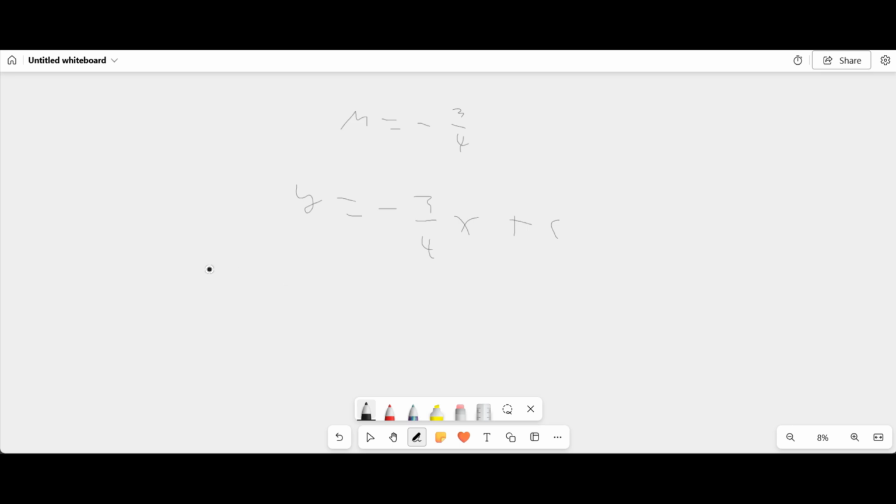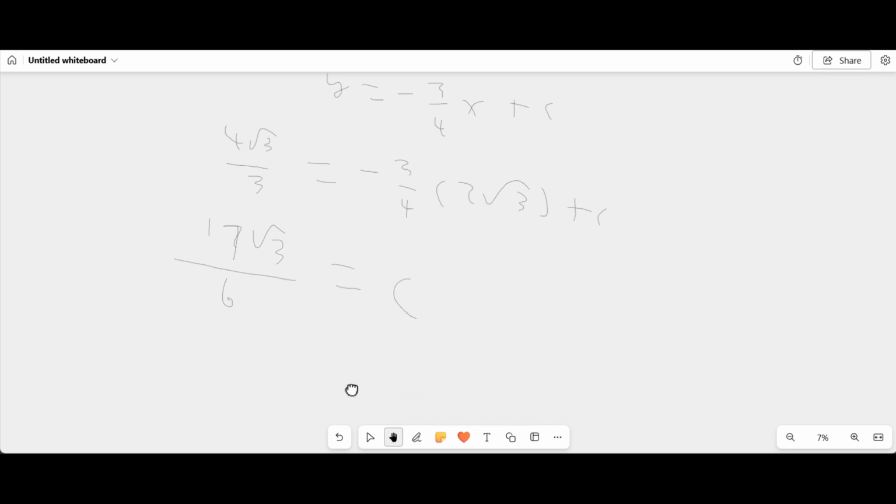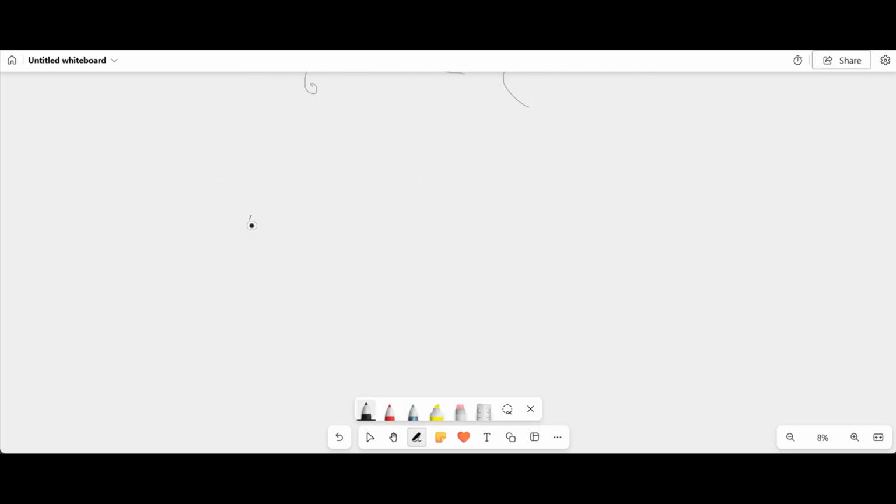We know what y is already from part A, so 4 root 3 over 3. We know what x is as well, it's going to be 2 root 3. So therefore, I can say that. Now you need to find c, so bring it to the other side, and you're going to get 17 root 3 over 6 is equal to c. So therefore, I can write the y equation. So y is going to be equal to negative 3 over 4, which is the gradient, x, plus what we just found as c, which is 17 root 3 over 6.